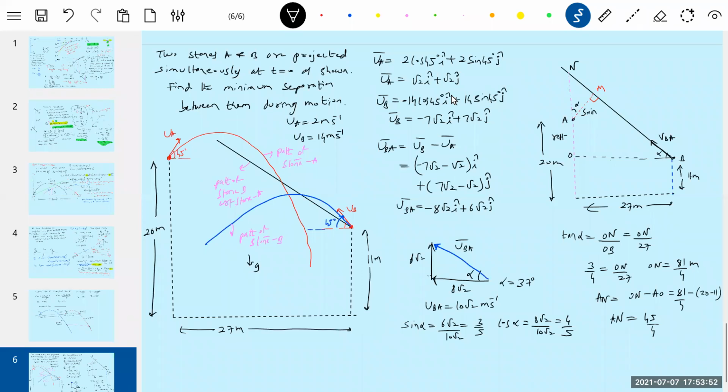So we'll go for cos alpha. Cos alpha is equal to S minimum by AN. We know AN value, we'll get the S minimum. Somebody should give me the answer. S minimum, cos alpha is 4 by 5. 9 meters. There's a minimum separation between them.